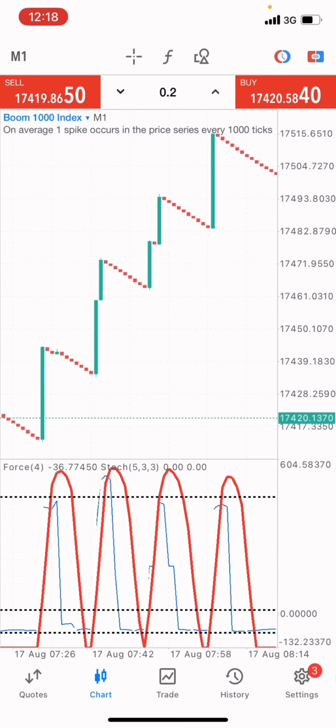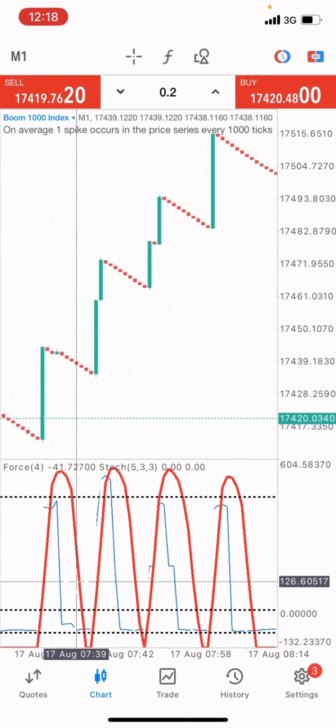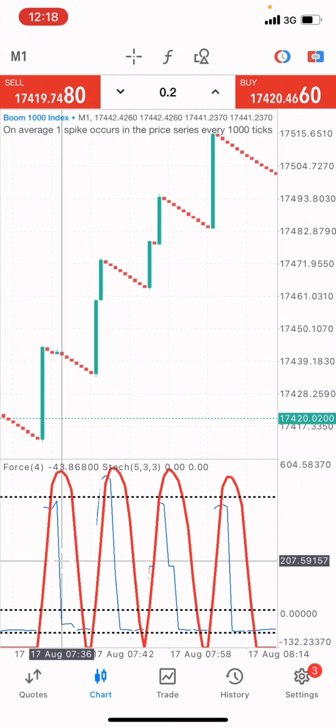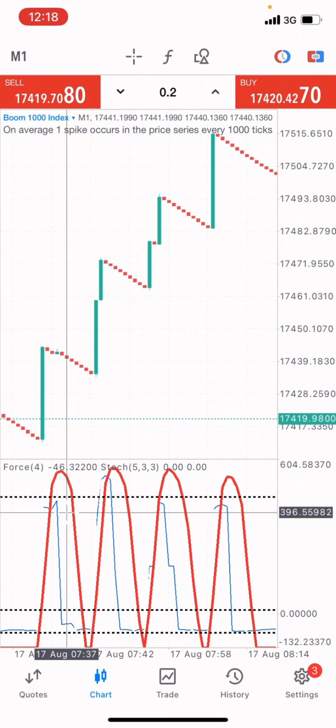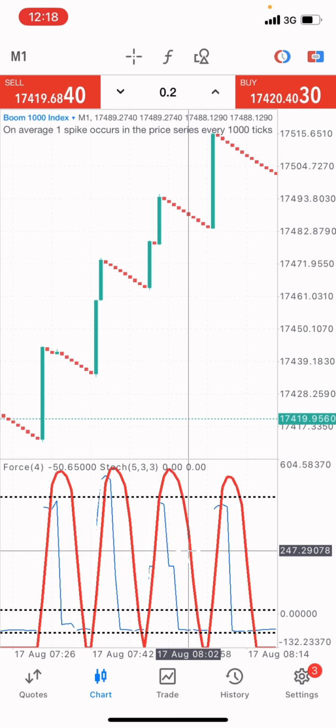So you can see even at this point right here, there's no spike inside this safe zone. Inside this safe zone here, inside this space, there's no spike. If you check the historical trends, there's no spike inside the safe zone, and it works.